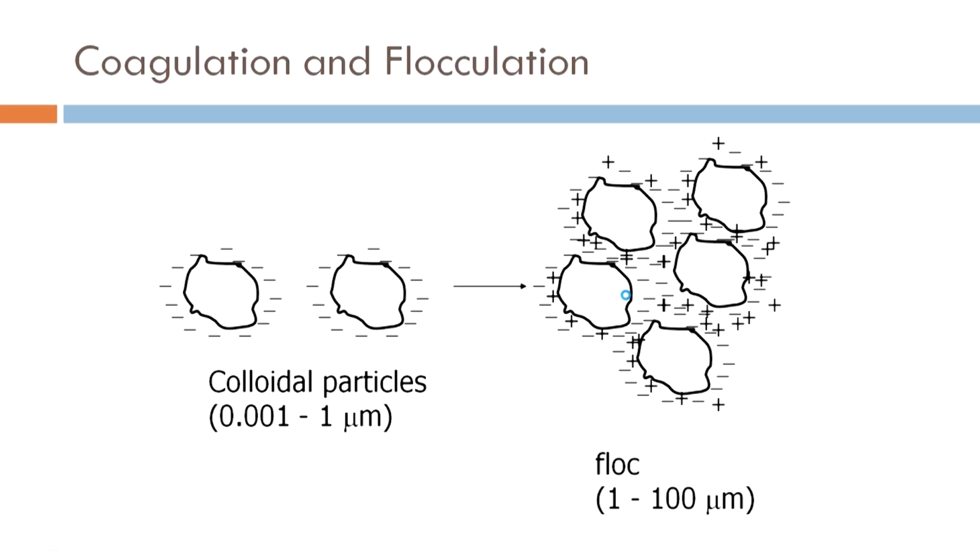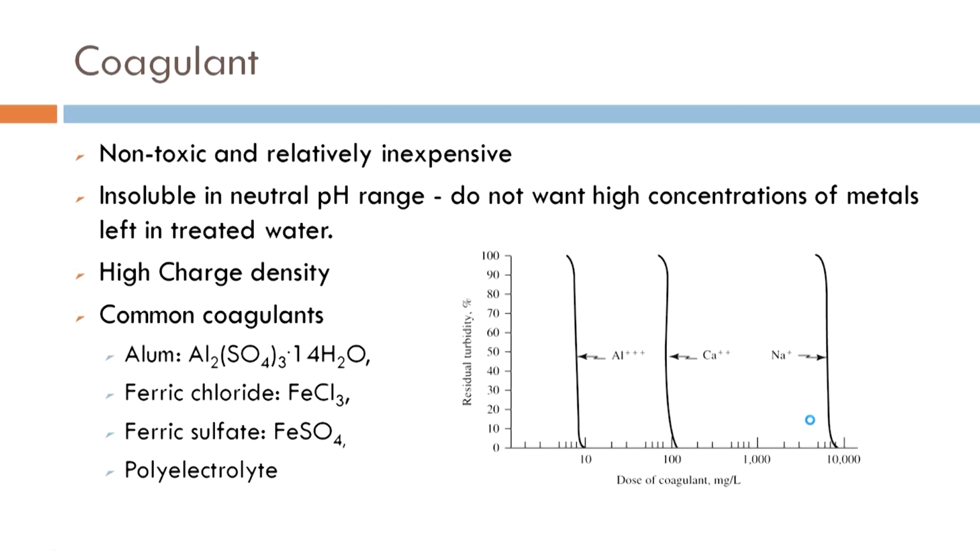I believe I already drew this figure, but colloidal particles are pretty small. After I neutralize the surface charge by adding a coagulant, I have particles of much bigger size, let us say 1 to 100 micrometers compared to 10 power minus 3 to 1 micrometer, and now this can be removed by sedimentation, that will come down by gravity. What kind of coagulant do I need to add?